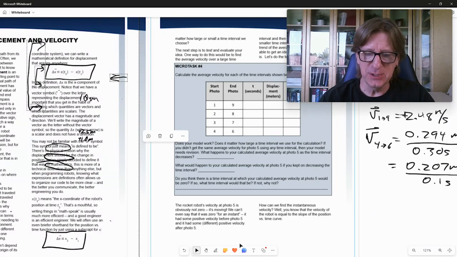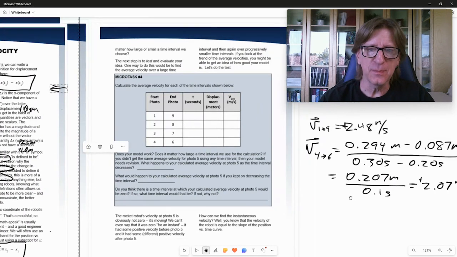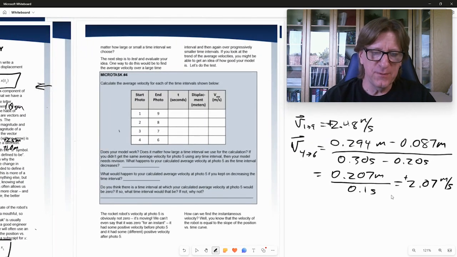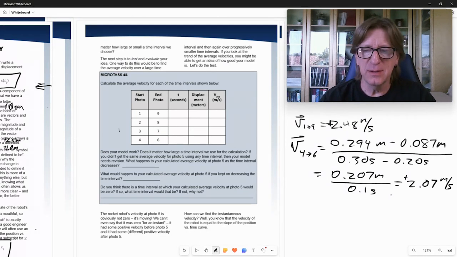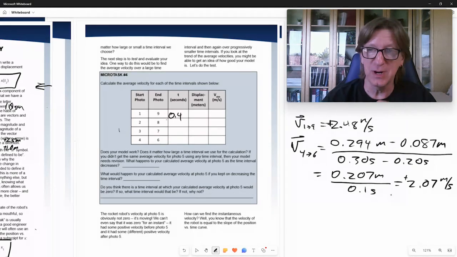We'll look on the next page. We'll go ahead and fill in what we have so far. So for the 1 to 9, we had a time difference of 0.4 seconds. I won't write the seconds here because it's labeled for the whole column. So I'm still keeping my units, but I'm saying everything in this column has to have seconds. But make sure that everything in that column is in fact seconds. Don't try to mix units within that. You'll always get the wrong answer.